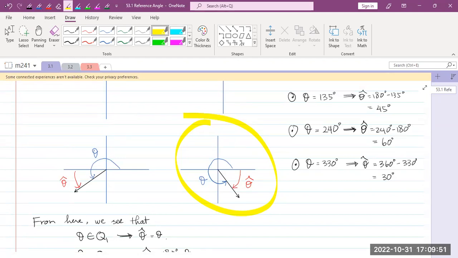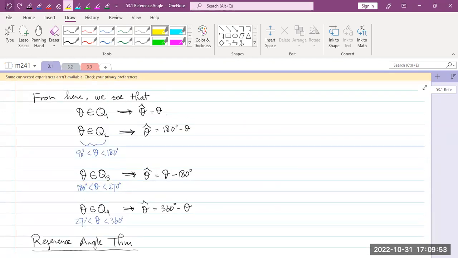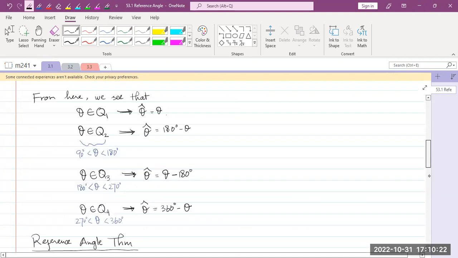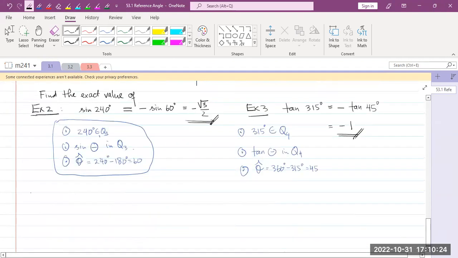Okay, let's go back. Now, because the angle is in quadrant 4, where tangent is negative, that will be negative tangent of the reference angle. Tangent 45 degrees is 1. So tangent 315 degrees is negative 1. Okay. Example 4.